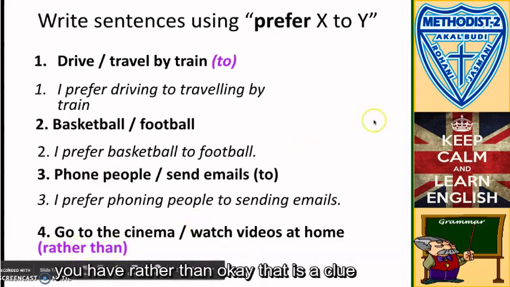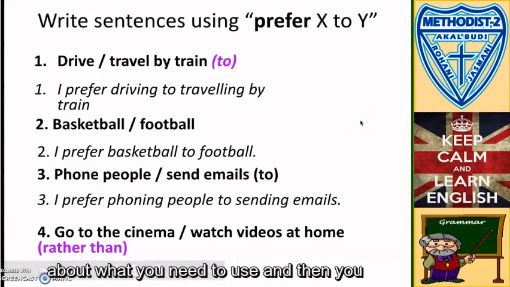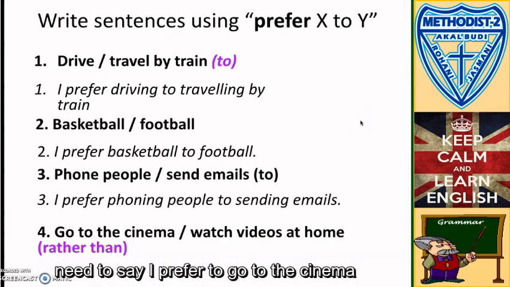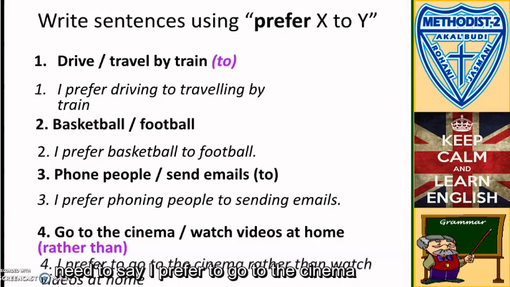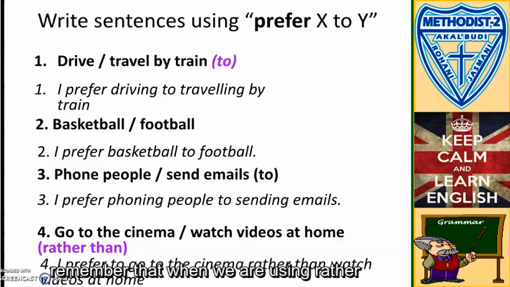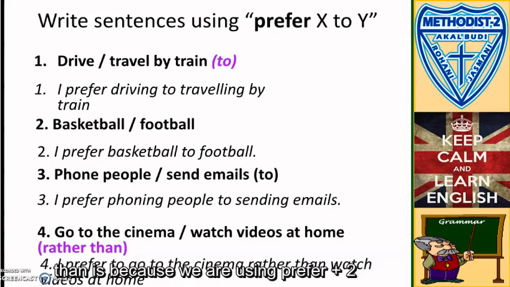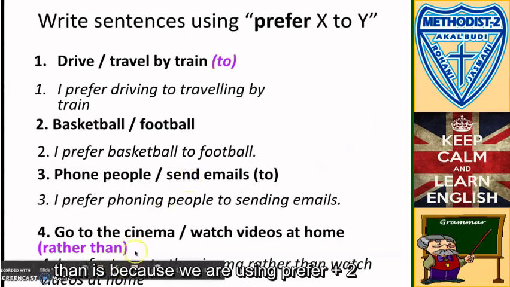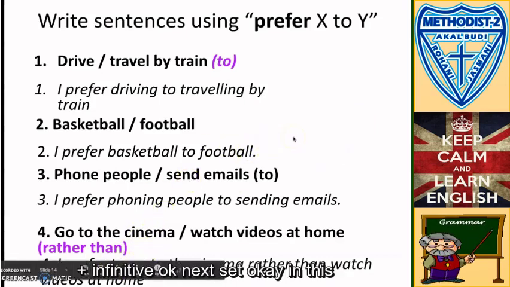Finally, because you have rather than, okay, that is a clue about what you need to use. And then you need to say, I prefer to go to the cinema rather than watch videos at home. Remember that when we are using rather than, it's because we are using prefer plus to infinitive.